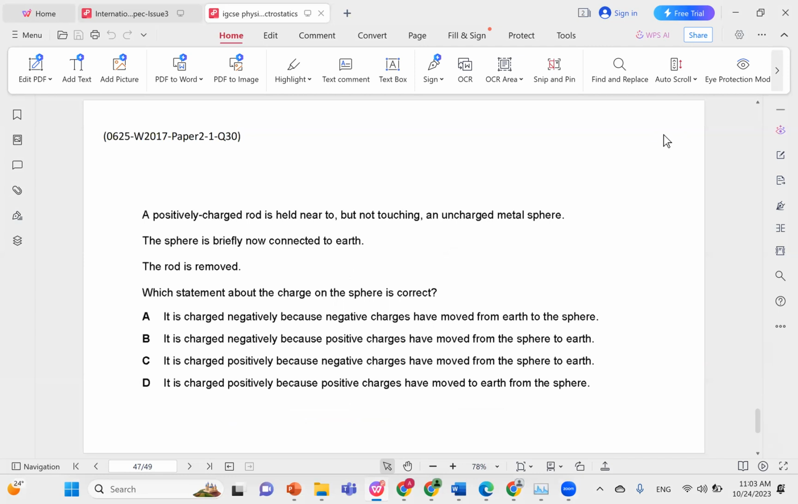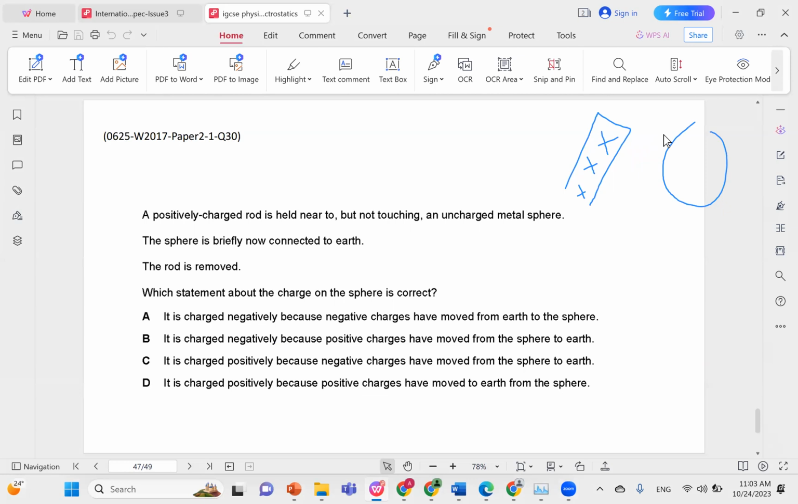A positively charged rod is held near to, but not touching, an uncharged metal sphere. The sphere is briefly now connected to Earth, and then the rod is removed. So let's draw the case here. So we have a rod that is positively charged, and we have a sphere. So what will the positive charges do to the sphere?